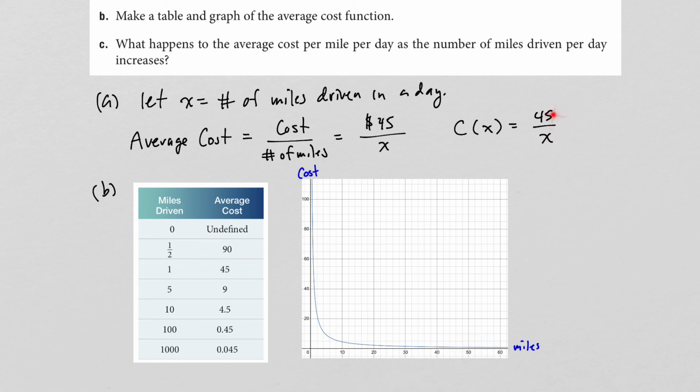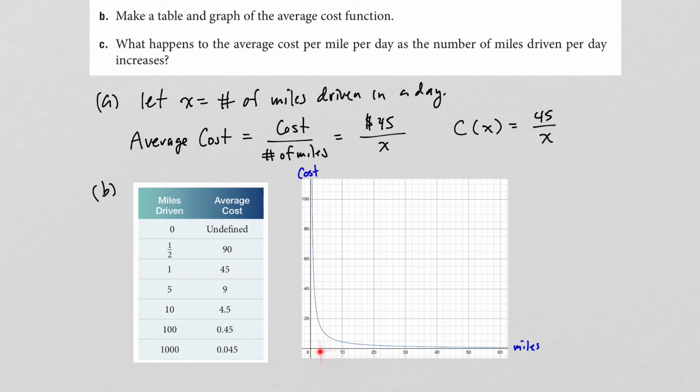So because the degree of the numerator, this is a 0-degree polynomial, and the degree of the denominator is 1. Since the degree here is greater than the degree here, we know that y equals 0 is the horizontal asymptote. And so as you drive more and more miles, that average cost is approaching 0, right? So if you drive 1,000 miles in one day, the cost per mile is only going to be 4.5 cents, right? $0.045 is 4.5 cents. And so it's a really good deal if you're driving lots of miles.